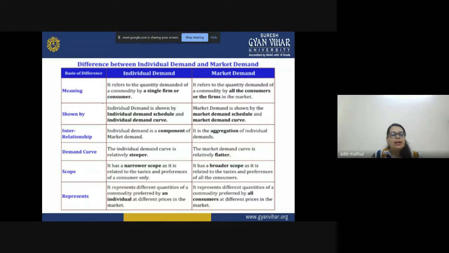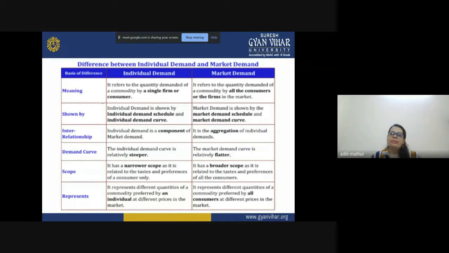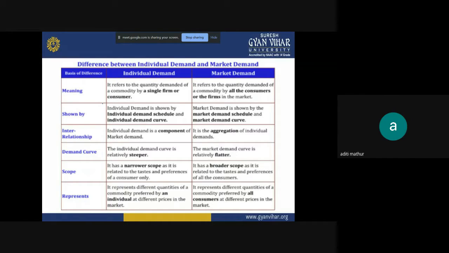The individual demand represents the different quantities of a commodity demanded by an individual at different prices in the market, whereas your market demand represents different quantities of a commodity preferred by all the customers at different prices in the market. Now, I do hope you will be able to understand the difference between individual demand and market demand.